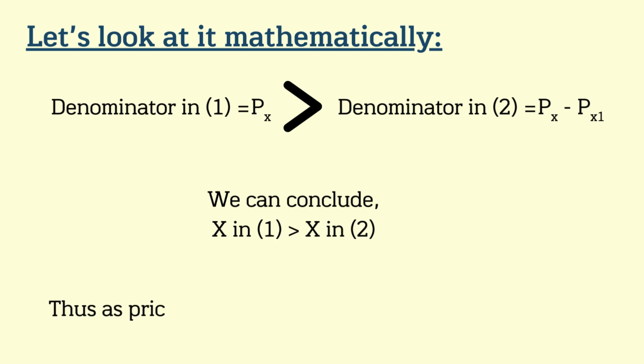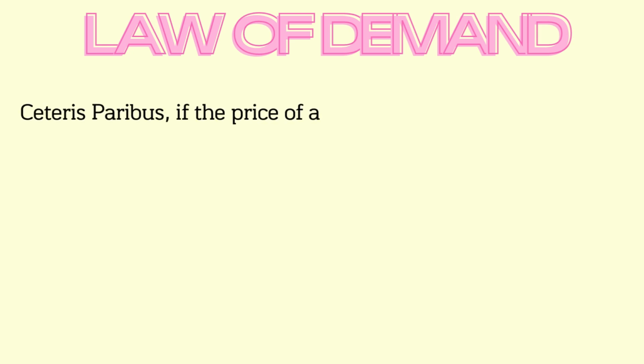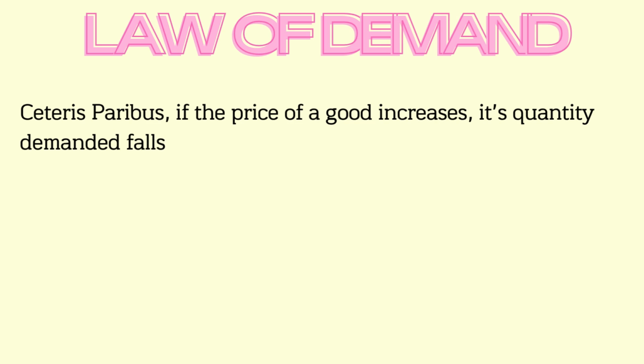Thus, we can further conclude that as the price of good X has fallen, the consumer is demanding more of good X. Hence, we have proved the existence of the negative relationship between price and quantity demanded. This inverse relationship that exists between the price of a good and its quantity demanded is known as the law of demand. Therefore, according to the law of demand, ceteris paribus, if the price of a good increases, its quantity demanded falls and vice versa.